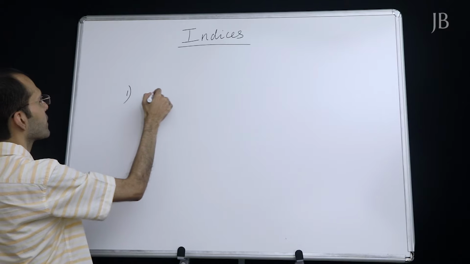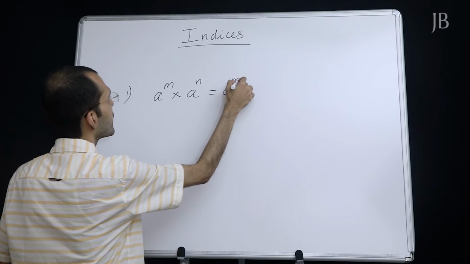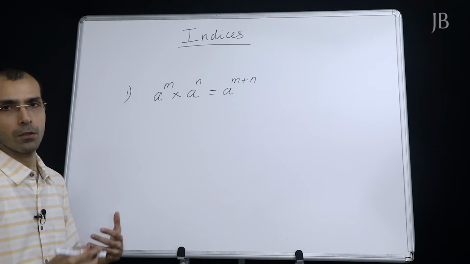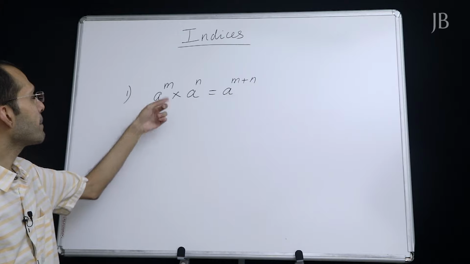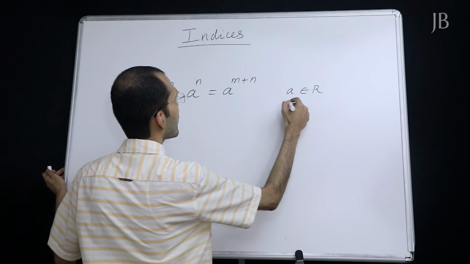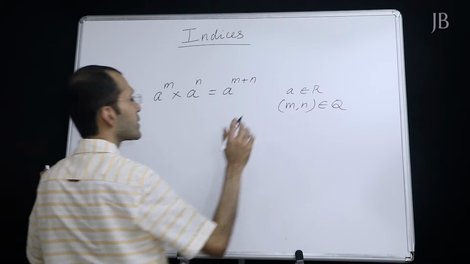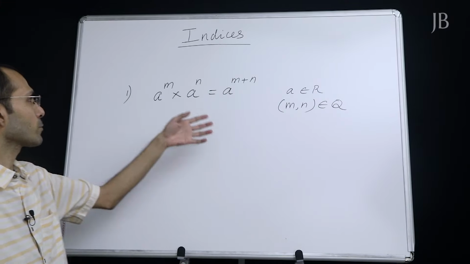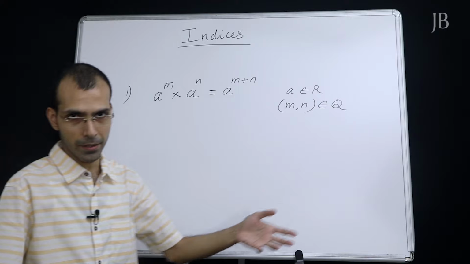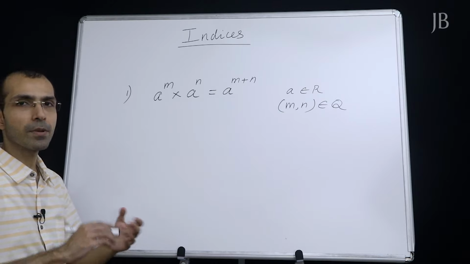So you have the first one, a raised to m into a raised to n is a raised to m plus n. Here we take a as our real number and m and n are rational numbers. So a belongs to R and m and n belong to the set of rationals. We restrict ourselves to these things. So the base will be a real number and your index will be a rational number, Q. So a raised to m into a raised to n is a raised to m plus n.